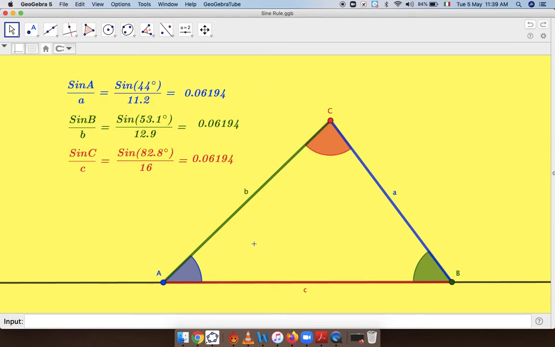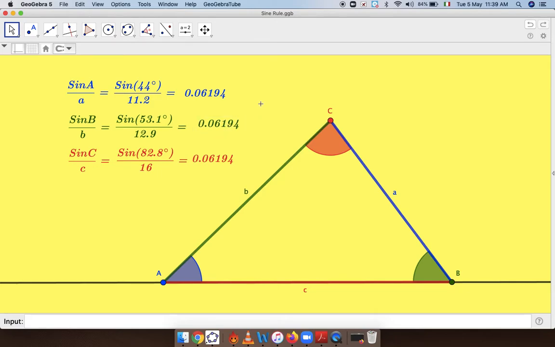For example, sine of B. For angle B here, that is 53.1 degrees, and the side opposite angle B is 12.9. What is the sine of 53.1 degrees? I don't know and I don't care. It's a decimal between 0 and 1. When I divide that by 12.9, I get another number, 0.06194, rounded to 5 decimals.